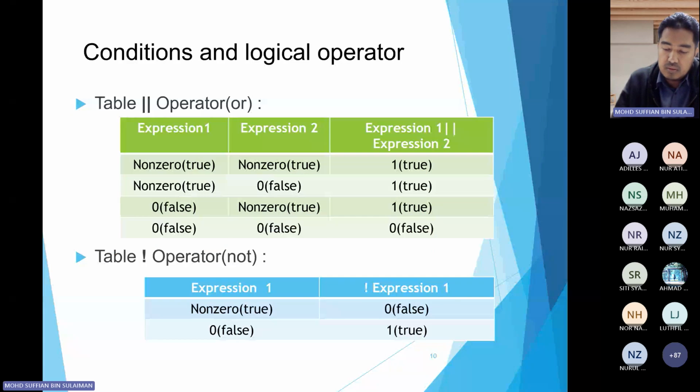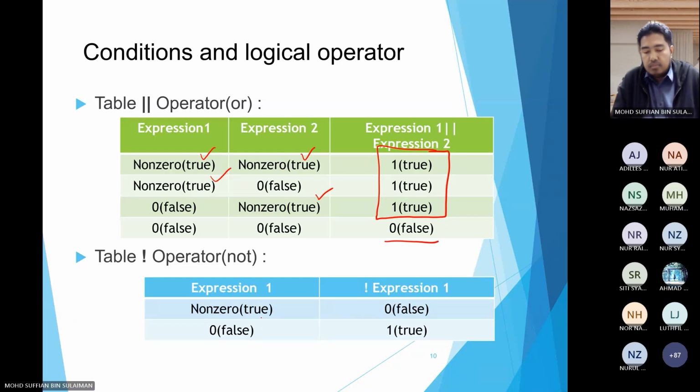And then for OR, either one must be true, and then the result will be true. If both are false, of course false. So NOT is the opposite. Non-zero is true, so it will be false. Non-zero true, false. 0 false will be true. It means the opposite.